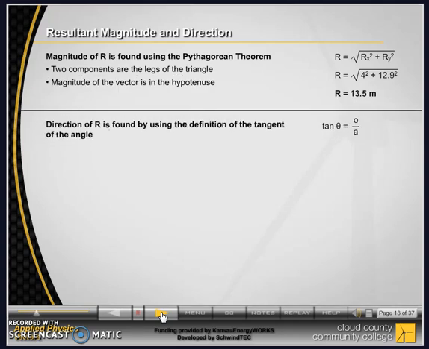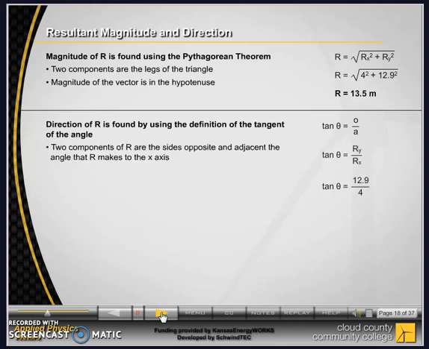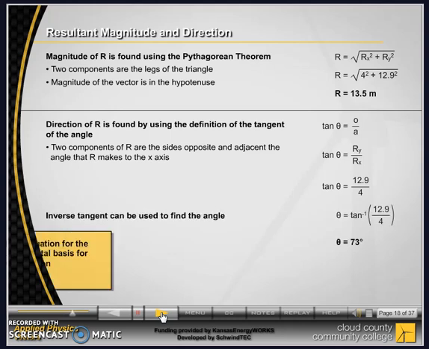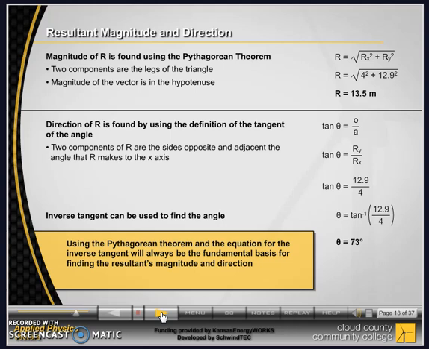The direction of R is found by using the definition of the tangent of the angle. The two components of R are the sides opposite and adjacent the angle that R makes to the x-axis. Since the tangent is defined as the side opposite divided by the side adjacent and both sides are known, the inverse tangent can be used to find the angle. Using the Pythagorean theorem and the equation for the inverse tangent will always be the fundamental basis for finding the resultant's magnitude and direction.